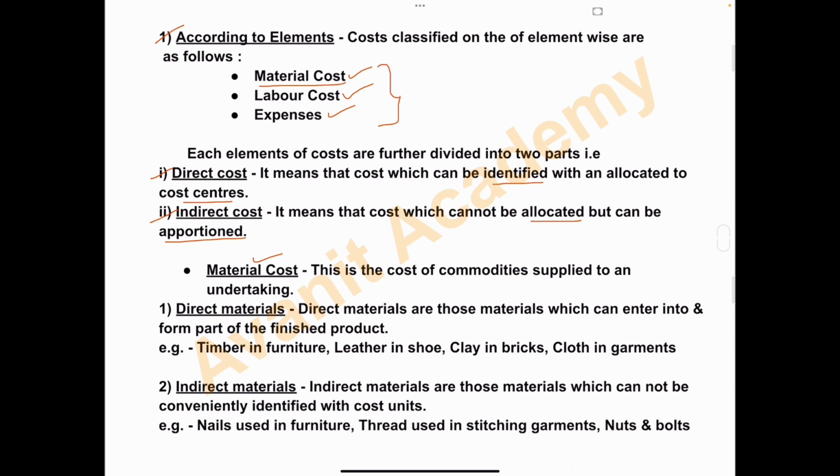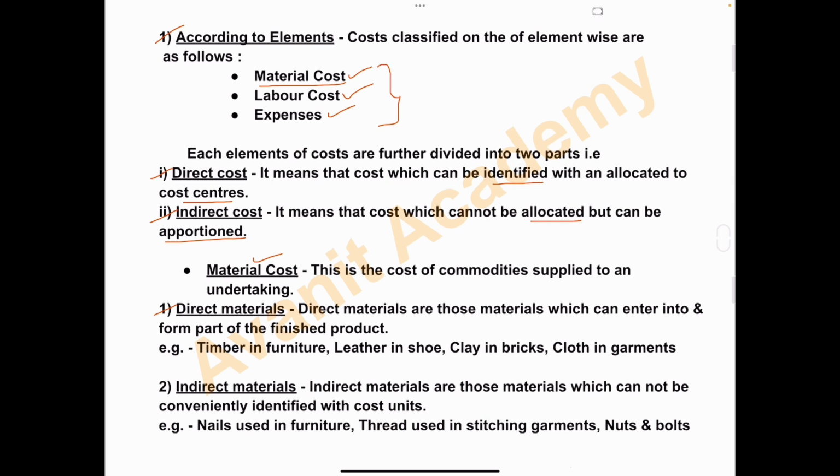So this material cost is again classified into two types, as I told you, that is direct materials and indirect materials. Direct materials are those materials which can enter into and form a part of a finished product. So direct materials are the main material or the material which will be converted into finished product. That is, raw material will be converted into finished product or the final product. That material is called direct material.